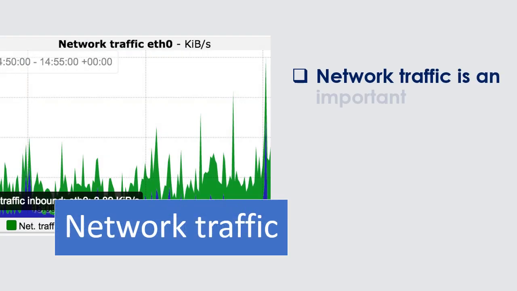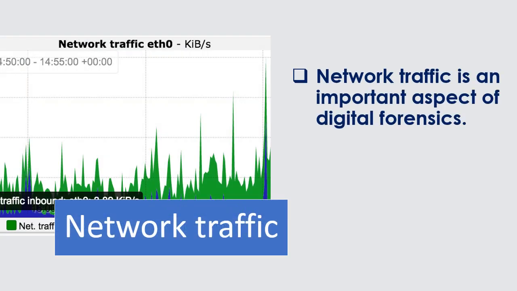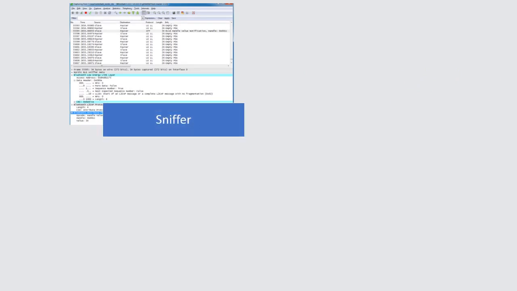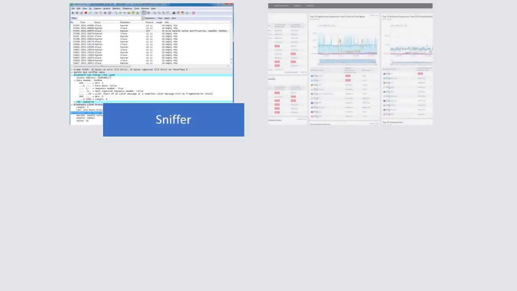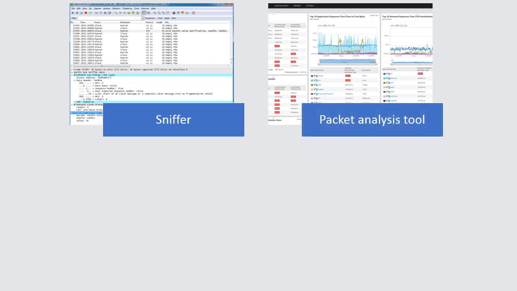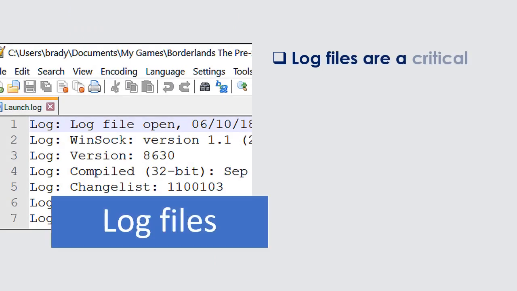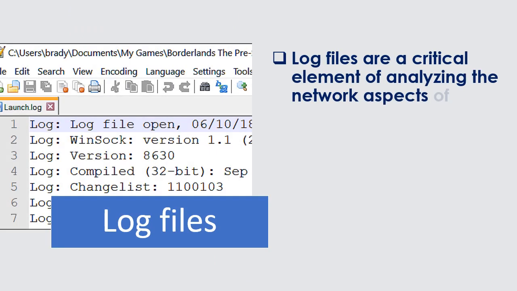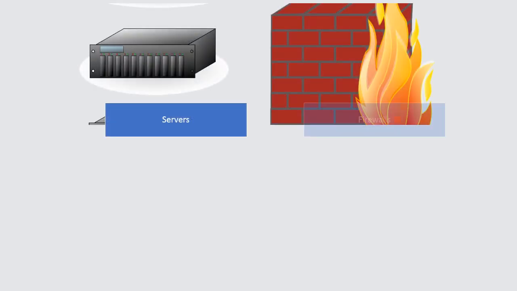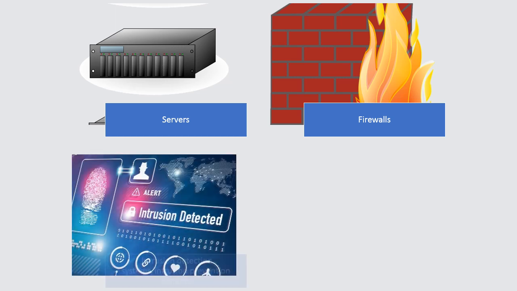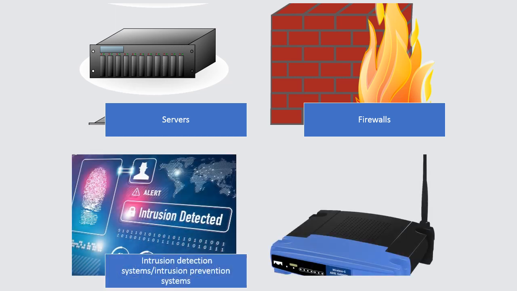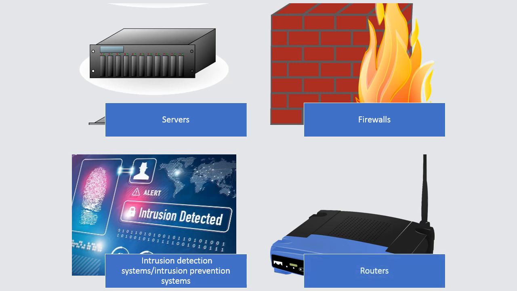Network traffic is an important aspect of digital forensics. Capturing traffic from a sniffer, packet analysis tool, or network threat detection tool provides live session data. Log files are a critical element of analyzing the network aspects of a forensic investigation. Log files are found in many locations, including servers, firewalls, intrusion detection systems / intrusion prevention systems, and routers, and can provide significant insight into the events that transpired over networks.